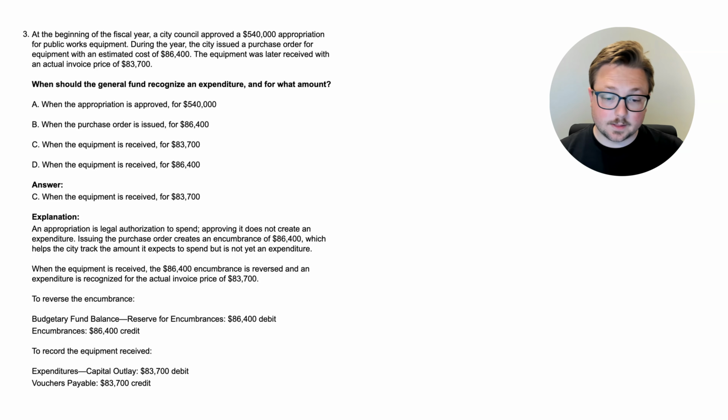So let's look at this a little bit more. To reverse the encumbrance, the journal entry would be to debit budgetary fund balance reserved for encumbrances, and then you would credit encumbrances for $86,400. To record the equipment received, you would debit expenditures, capital outlay for $83,700, and you would credit vouchers payable for $83,700. So we're seeing how expenditures work and how they're related to encumbrances and appropriations. Although again, the focus here is expenditures.